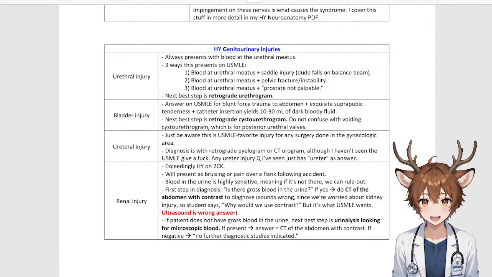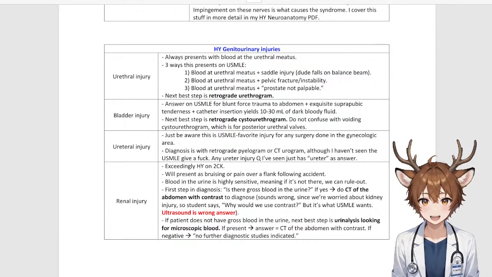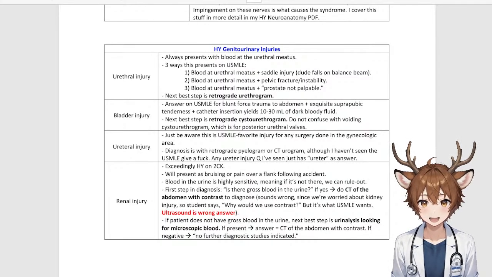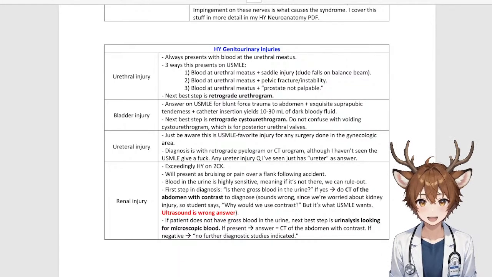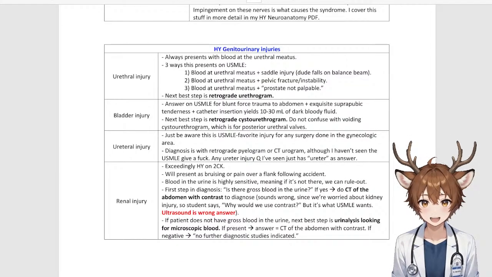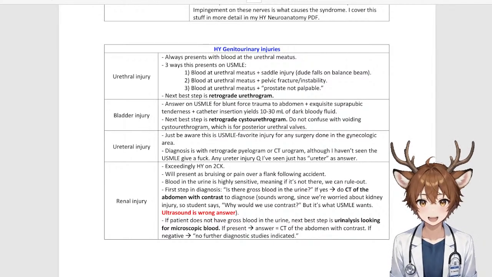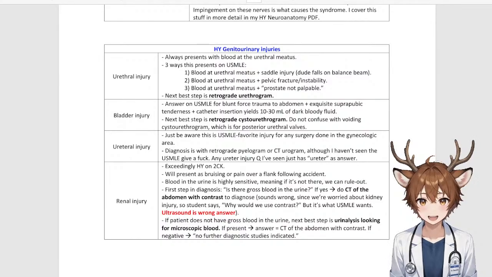What about high-yield genitourinary injuries? Urethral injury always presents with blood at the urethral meatus. There are 3 ways this presents on USMLE. 1. Blood at urethral meatus plus saddle injury, like a dude who falls on an unbalanced beam. 2. Blood at the urethral meatus plus pelvic fracture or instability. 3. Blood at urethral meatus plus prostate not palpable. The next best step is retrograde urethrogram.